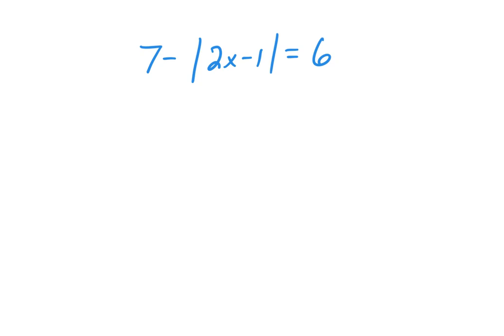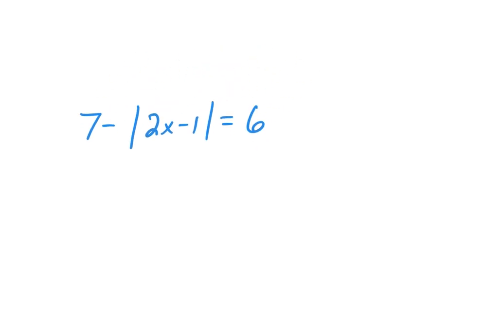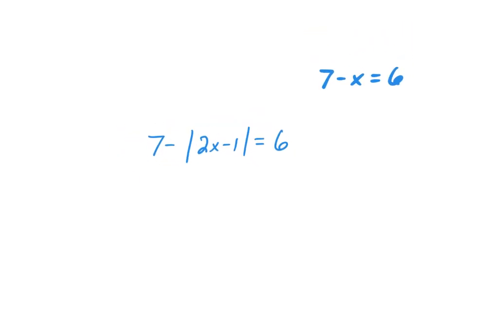Our first goal is to get rid of whatever is on the outside of the absolute value. And it might be a little bit tricky here, but what I like to think about is if I were to solve an equation like this, typically my goal would be to get x by itself. Here, our first goal is to get the absolute value by itself. So if I gave you an equation like this, what would be our first step? Subtract 7, yeah. And so we're going to do the same thing here. We're going to subtract 7.